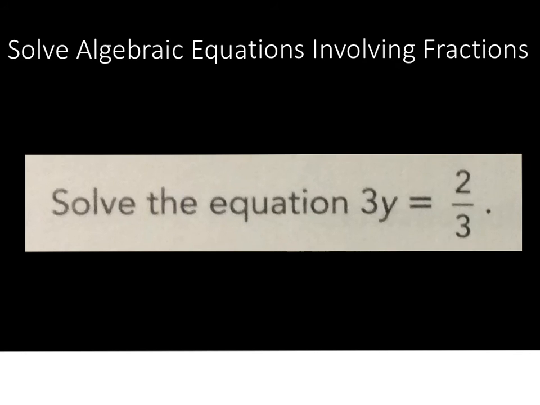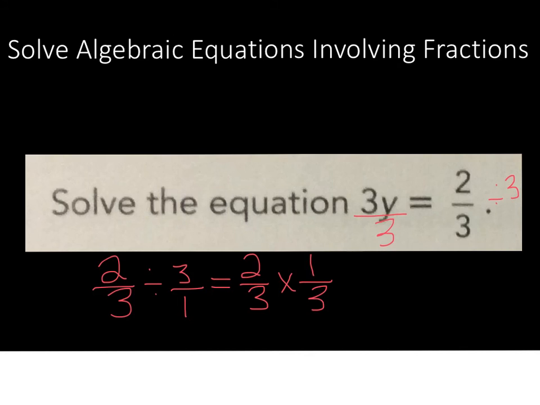Alright, and then we have this equation. They want us to find the solution to 3y equals 2/3. So again, this is 3y, or 3 times y, so I'm going to divide by 3. And so I have to divide by 3 here. Well, you guys already know how to do 2/3 divided by 3. That's just going to be keep, change, flip. So 2/3 times 1/3, and that's 2/9. So the solution should be y is equal to 2/9.